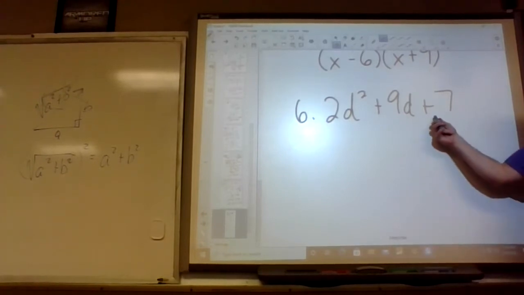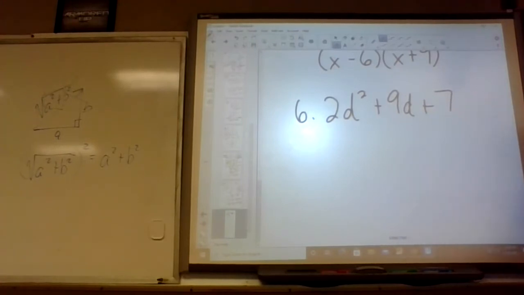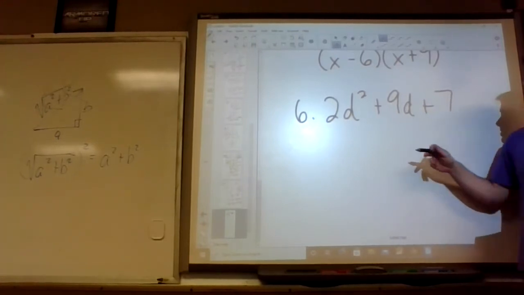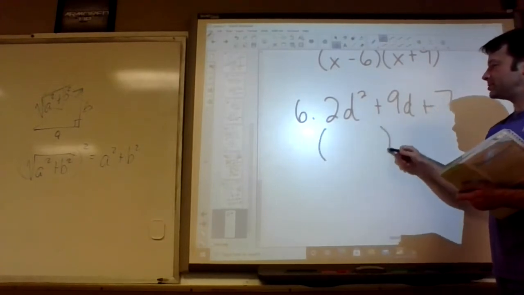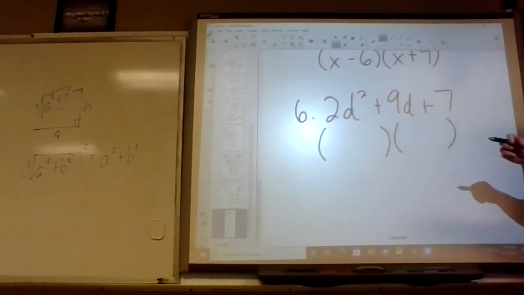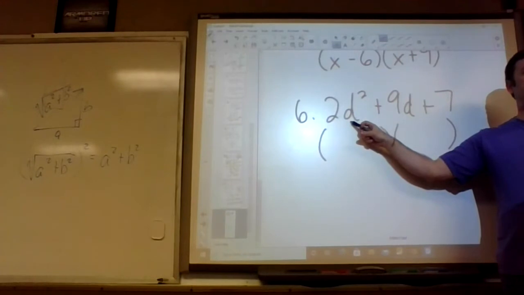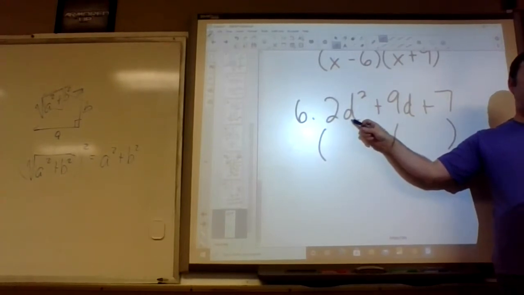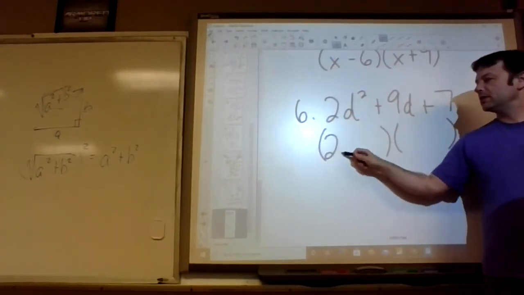Okay, on 6, what's harder about number 6? What's different? Sam? The 2 in the front. So it's still the 2 parentheses, but you're not quite asking the same question. On the front, we can't just put X and X or D and D. You've got to put 2D and 2D, and then D on the other one.